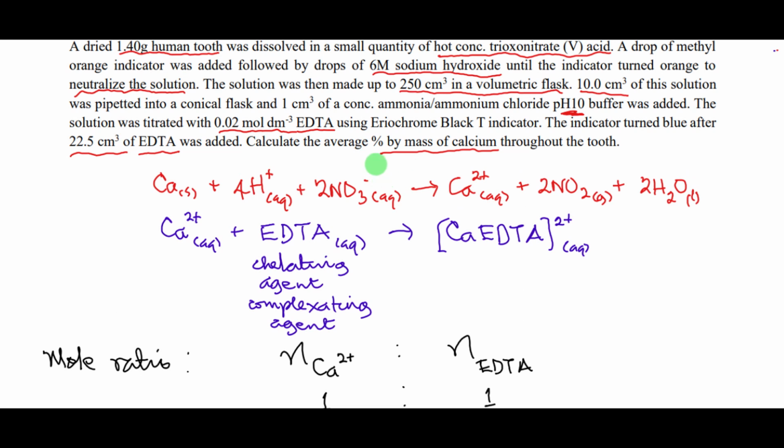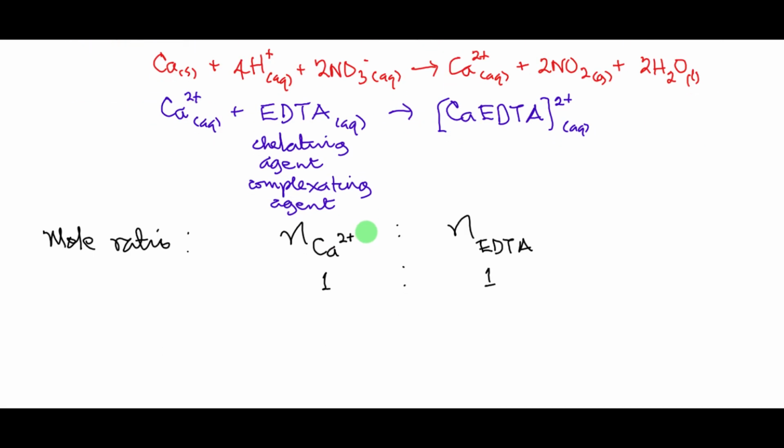Now, from the information provided, what can we do? Is it possible to get the number of moles of calcium? We don't know. So there's no way we can do that, because we don't have any information on that. We don't know the concentration of the calcium ion. We don't know the concentration in grams per dm³ of the calcium ion. But we can get the number of moles of the EDTA, right? From the concentration of EDTA and the volume of EDTA that was used. So let's see. The concentration of EDTA solution used is 0.02 mole per dm³.